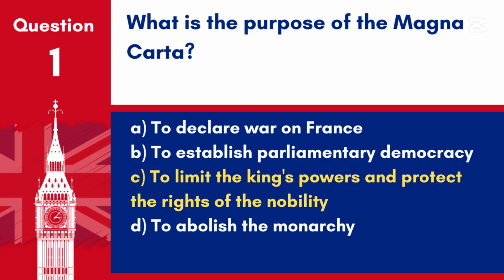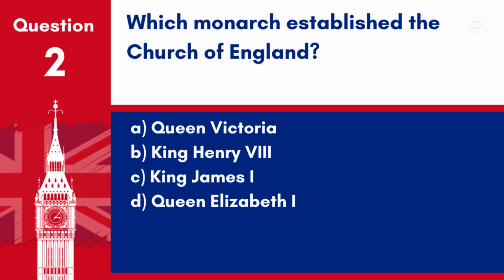Answer. C. To limit the king's powers and protect the rights of the nobility. The Magna Carta was created in 1215 to place restrictions on the monarch's powers and safeguard the rights, establishing fundamental principles of justice.